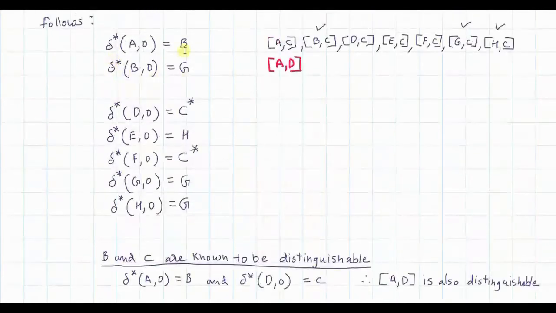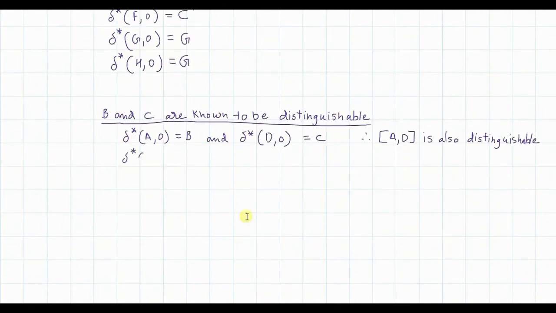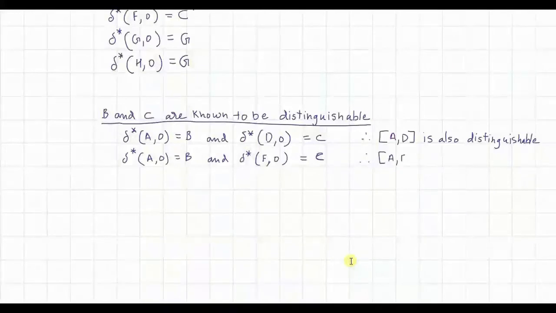For B comma C, we have found that. Now for B and the second C, del star of A on 0 gives you B and del star of F on 0 gives you C. Since B and C are known to be distinguishable, I can say that A and F are also distinguishable.